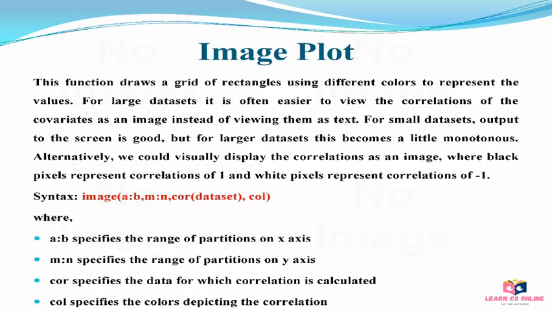Next is image plot. This function draws a grid of rectangles using different colors to represent the values. The syntax for creating an image plot is image(a:b, m:n, car, col), where a:b specifies the range of partitions on the x-axis, m:n specifies the range of partitions on the y-axis, car specifies the data for which correlation is calculated, and col specifies the colors depicting the correlation.